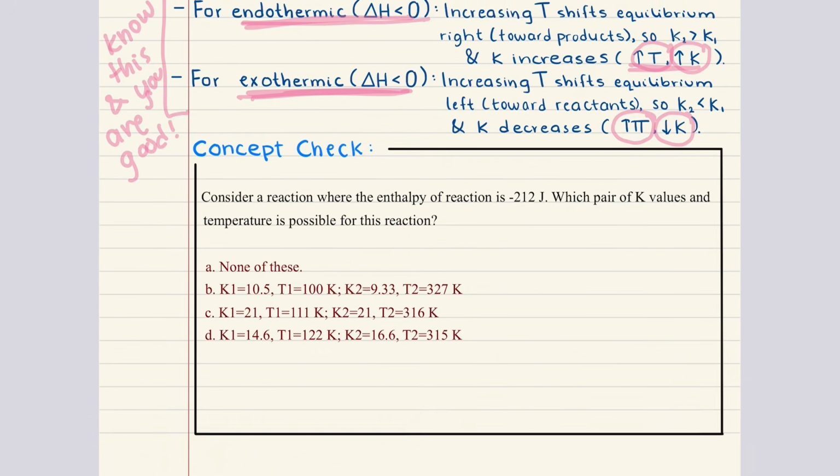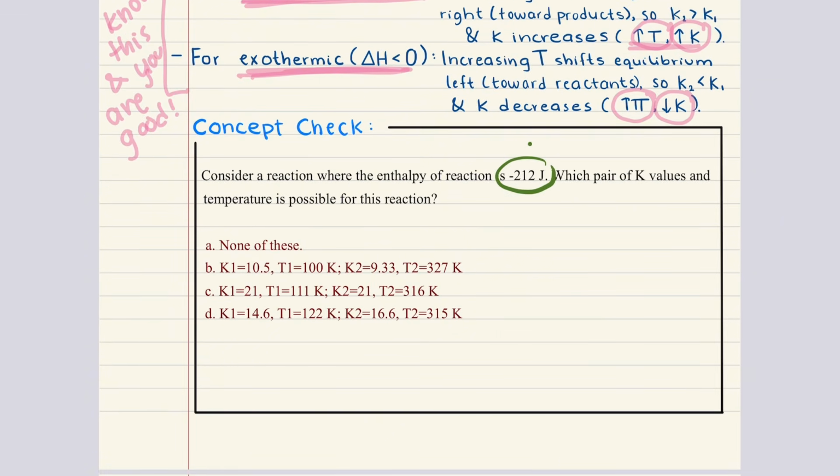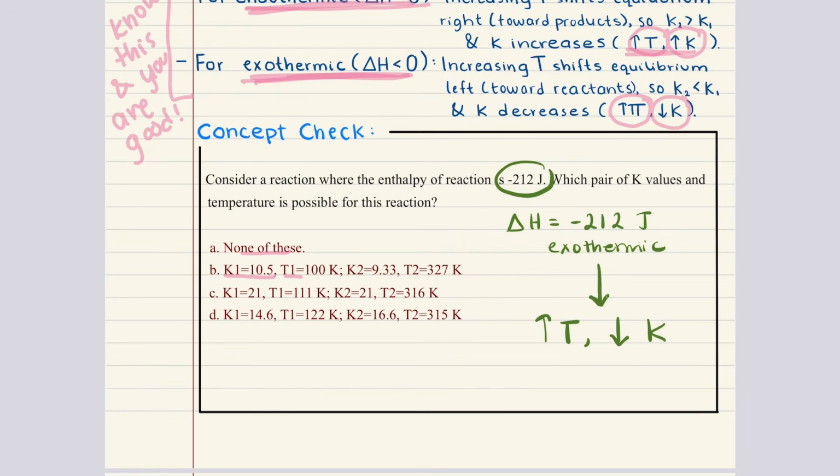The problem says, consider a reaction where the enthalpy of reaction is negative 212 joules. Which pair of K values and temperature is possible for this reaction? So the first thing we want to do is recognize that the enthalpy here is negative, so the reaction is exothermic. That means when the temperature increases, the equilibrium constant must decrease. Keeping that in mind, we're going to begin to look at the answer choices. A says none of these, okay. B says that K1 is 10.5, T1 is 100 Kelvin, and then K2 is 9.33, and T2 is 327 Kelvin.